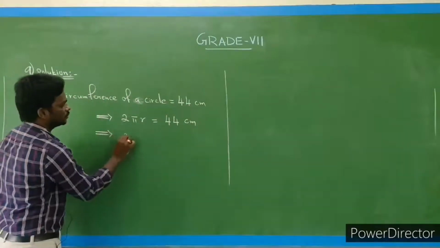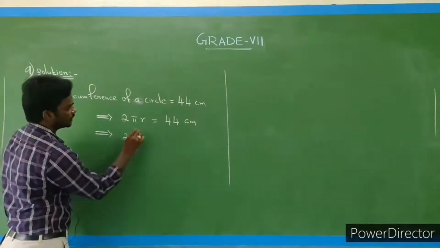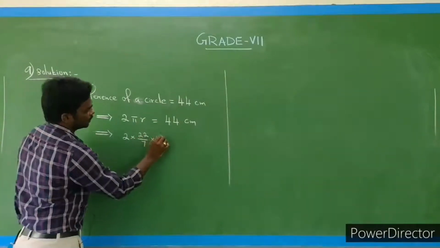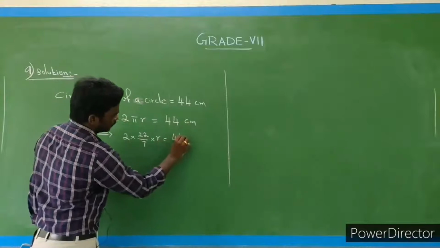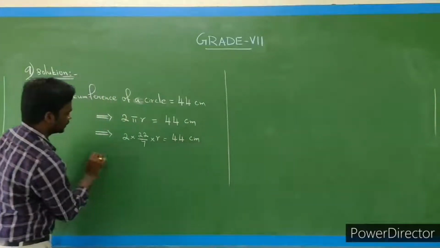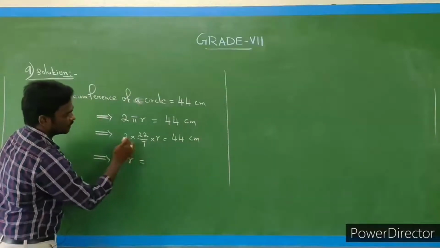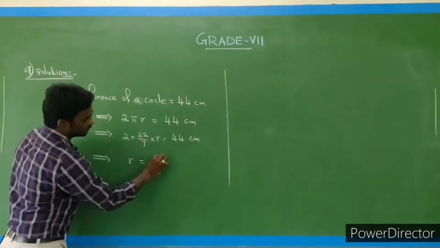Implies that 2 into the value of pi, what is that? 22 by 7, into r is equal to 44 centimeter. So we keep the value r on the left side and 22 by 7, and the right side value is 44.